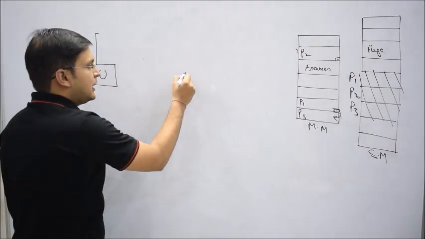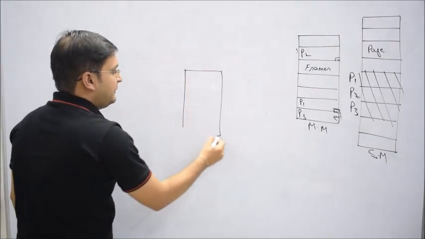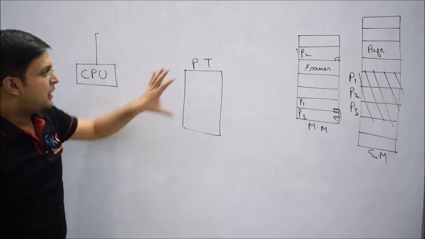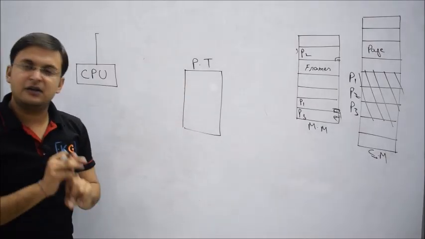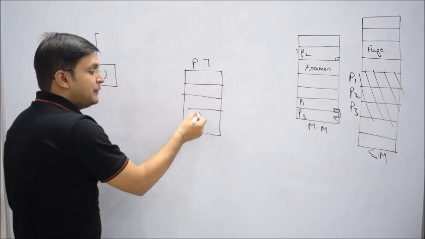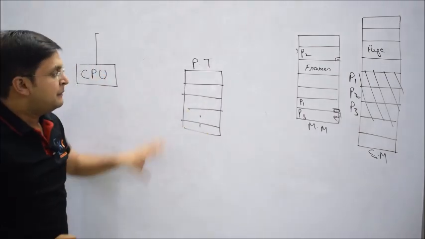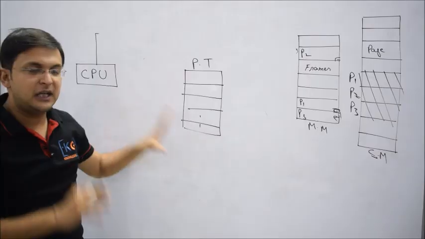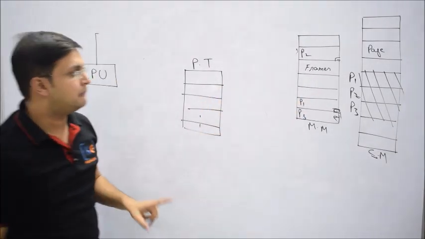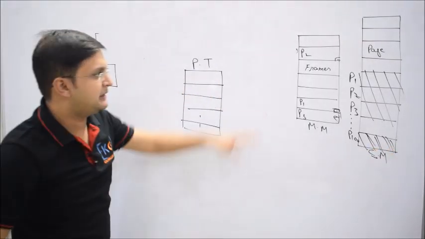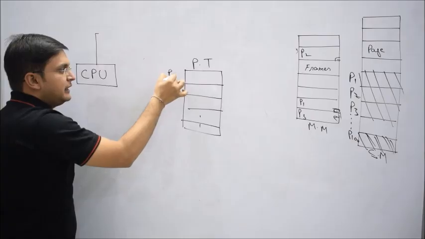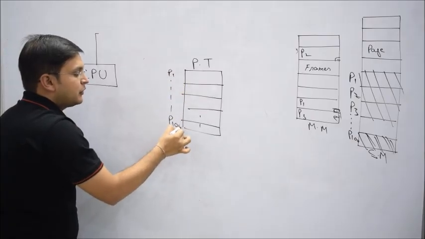I'll maintain a new data structure called a page table, and please understand that this is very important. A page table is a data structure, it is not hardware. It will contain a number of entries. Now how many entries does a page table contain? The page table contains a number of entries equal to the number of pages the process has in secondary memory. For example, if this process contains 100 pages P1 to P100, then the page table will contain again 100 slots from P1 to P100.